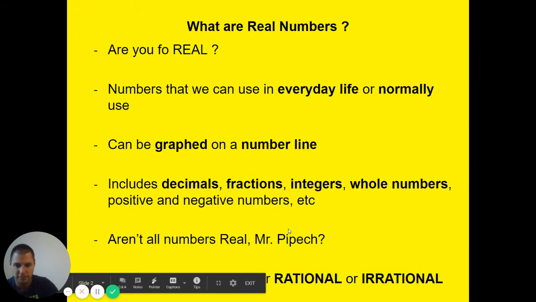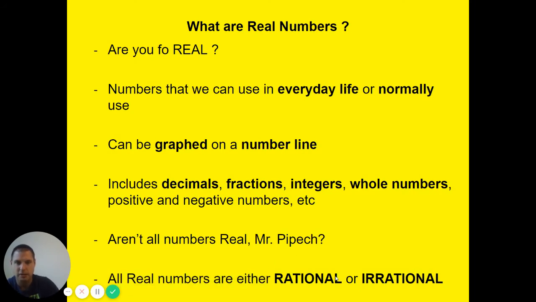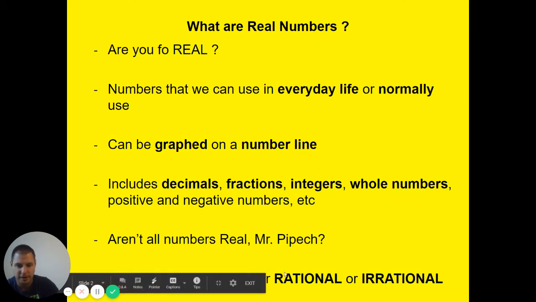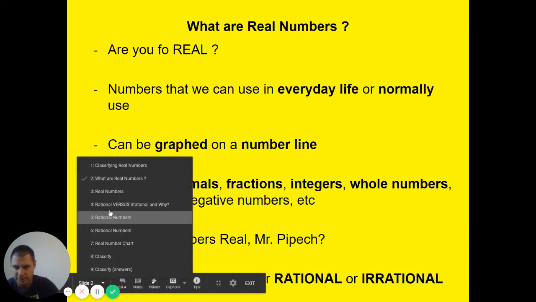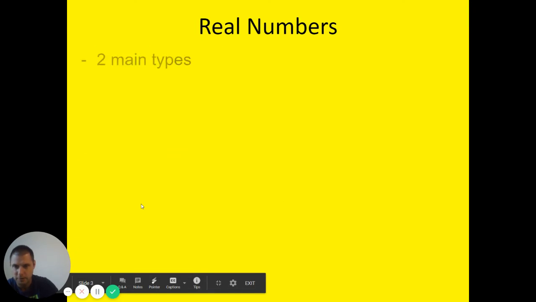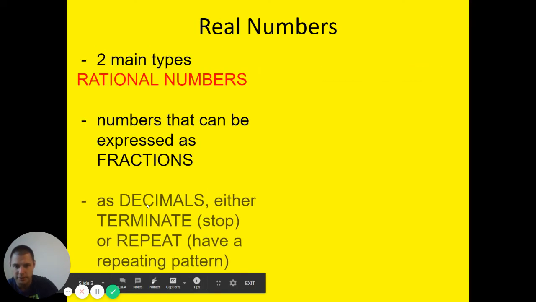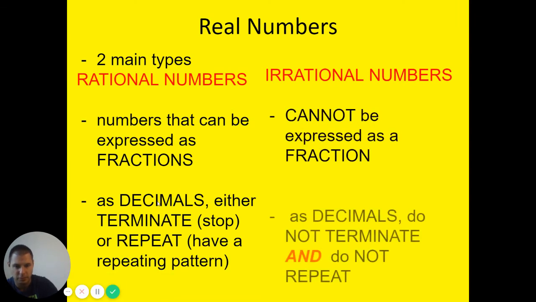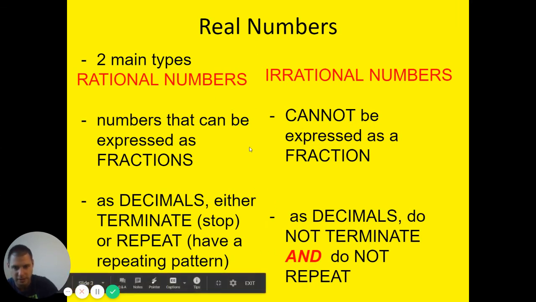But the major thing, let me go back, and it's a little tough to see there at the bottom, but any real number can be classified as either rational or irrational. So let's focus on what that means. Let me bring all this up here. This is basically kind of like a table almost. So let's focus on the left-hand side here, rational numbers.